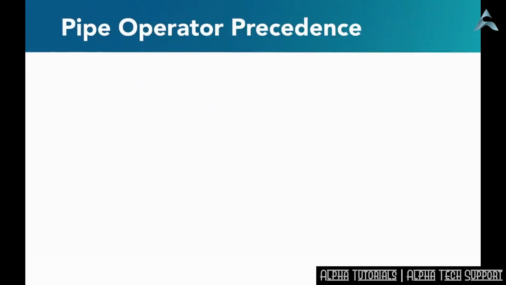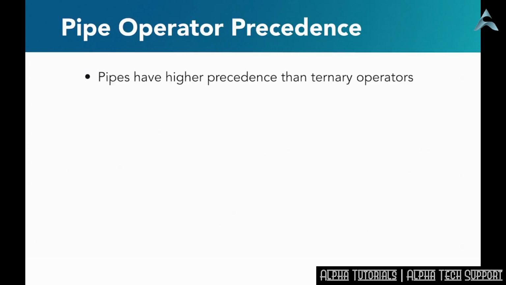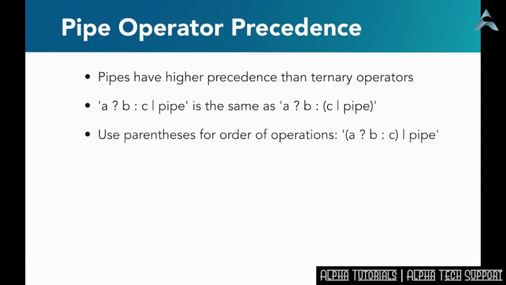The last pitfall you need to be aware of is pipe operator precedence. Pipes have a higher precedence than ternary operators. This means Angular will apply the pipe to the final expression before checking against the conditionals. You must use parentheses to declare the order of operations to apply a pipe to the result of a ternary expression.